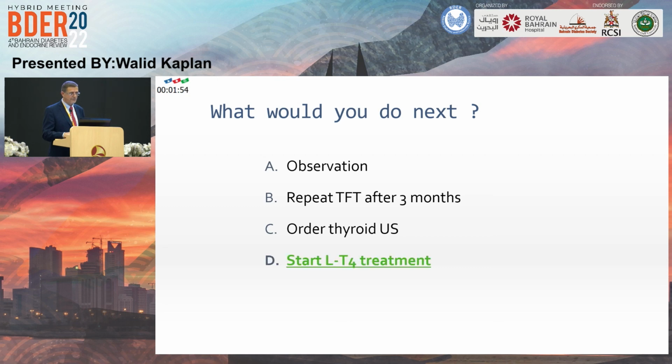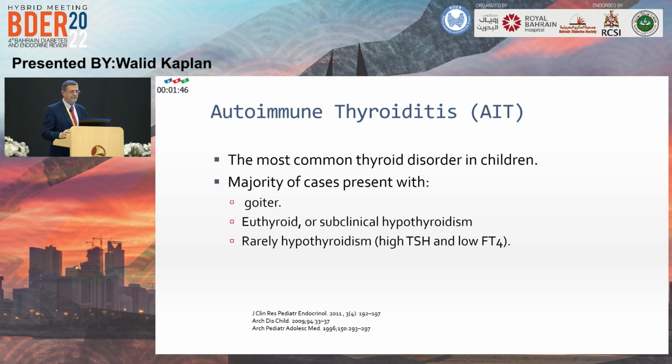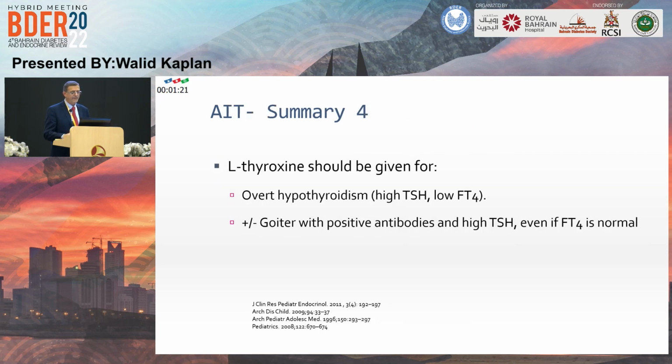And treatment is probably the most appropriate, even though this is highly debatable because some might recommend to do follow-up in 3 months. Why is this? Autoimmune thyroiditis is the most common thyroid disorder in children, and the majority of cases do present with goiter and either normal thyroid function test or subclinical hypothyroidism, means TSH is slightly elevated, but there are positive antibodies here. Rarely hypothyroidism. So unfortunately, they don't present with a clear picture. And then the treatment should be given for those with low free T4 or with goiter.